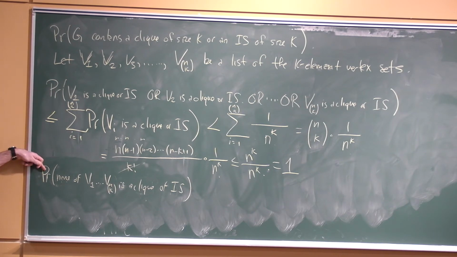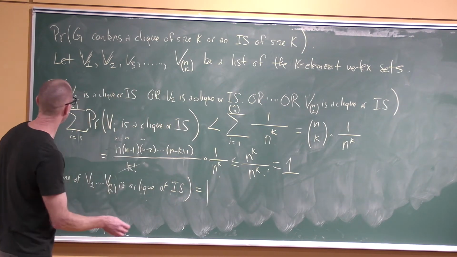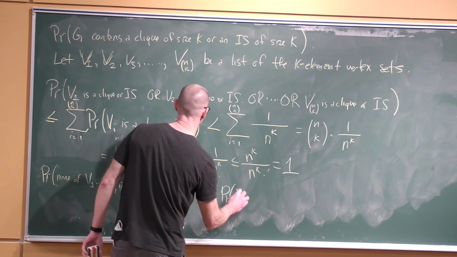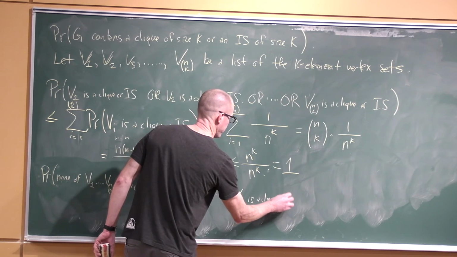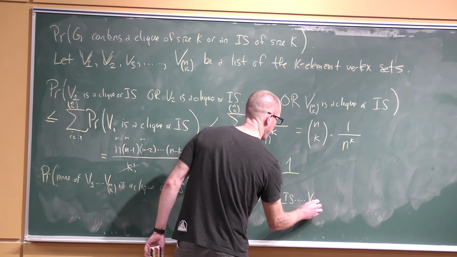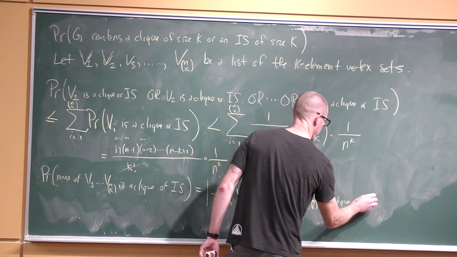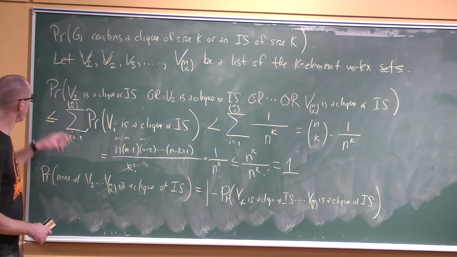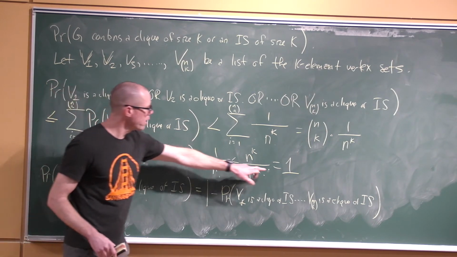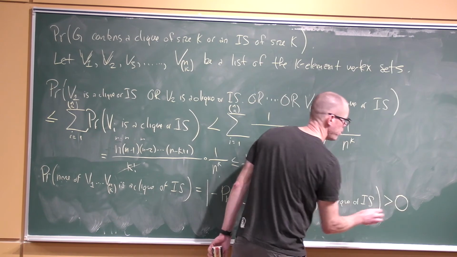These are complementary events. Either at least one of them is a clique or independent set, or none of them are. So that means this thing is just 1 minus that probability: V1 is a clique or IS, all the way up to Vn choose k is a clique or IS. So 1 minus this number, but this number is less than 1. So 1 minus something smaller than 1 is definitely bigger than 0.